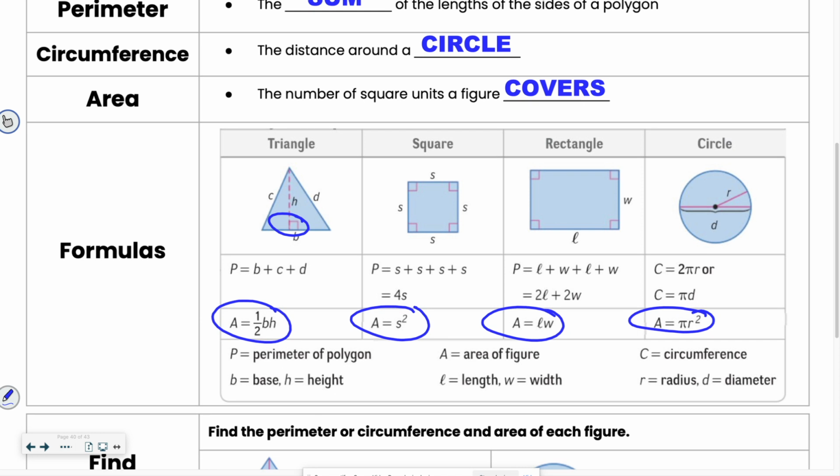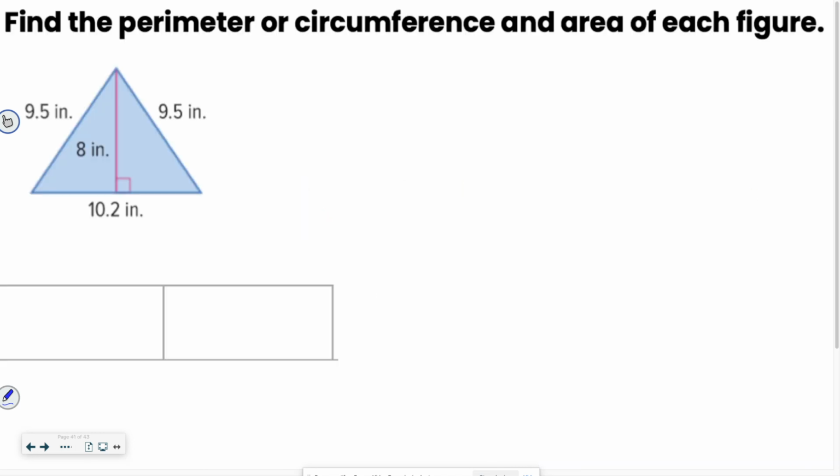Okay, let's try two examples. Let's start with the triangle. Find the perimeter and its area. What would you like to start with? Perimeter. Take a vertex and start walking. What numbers do we hit?